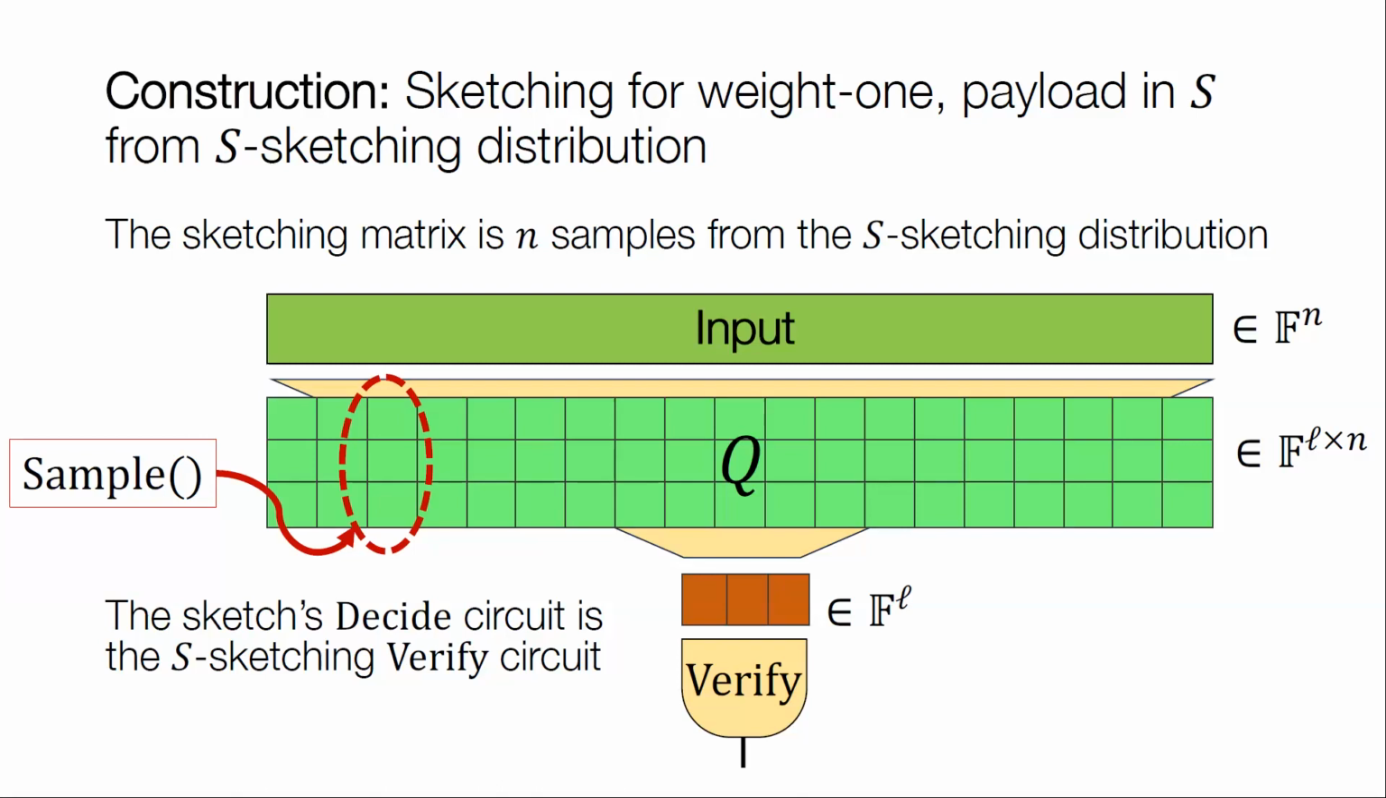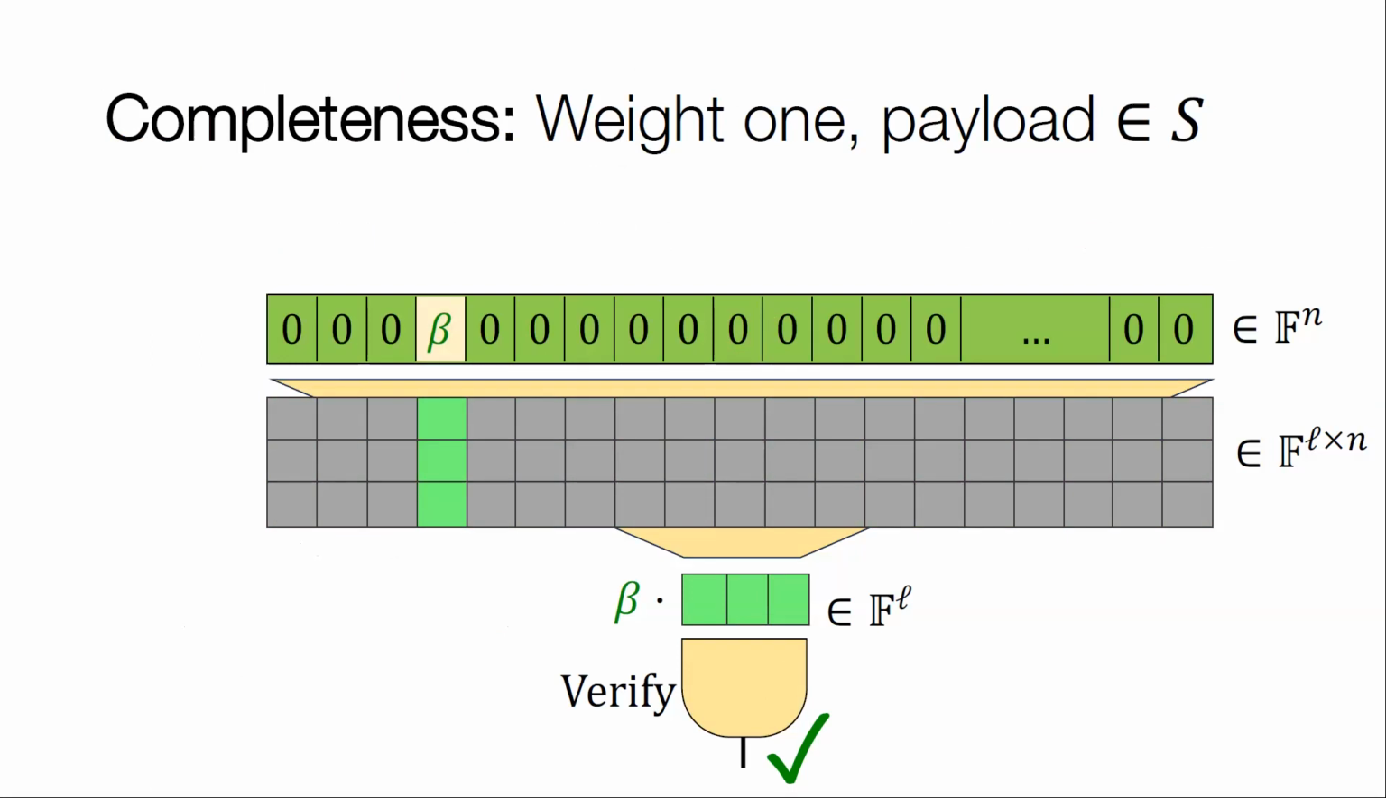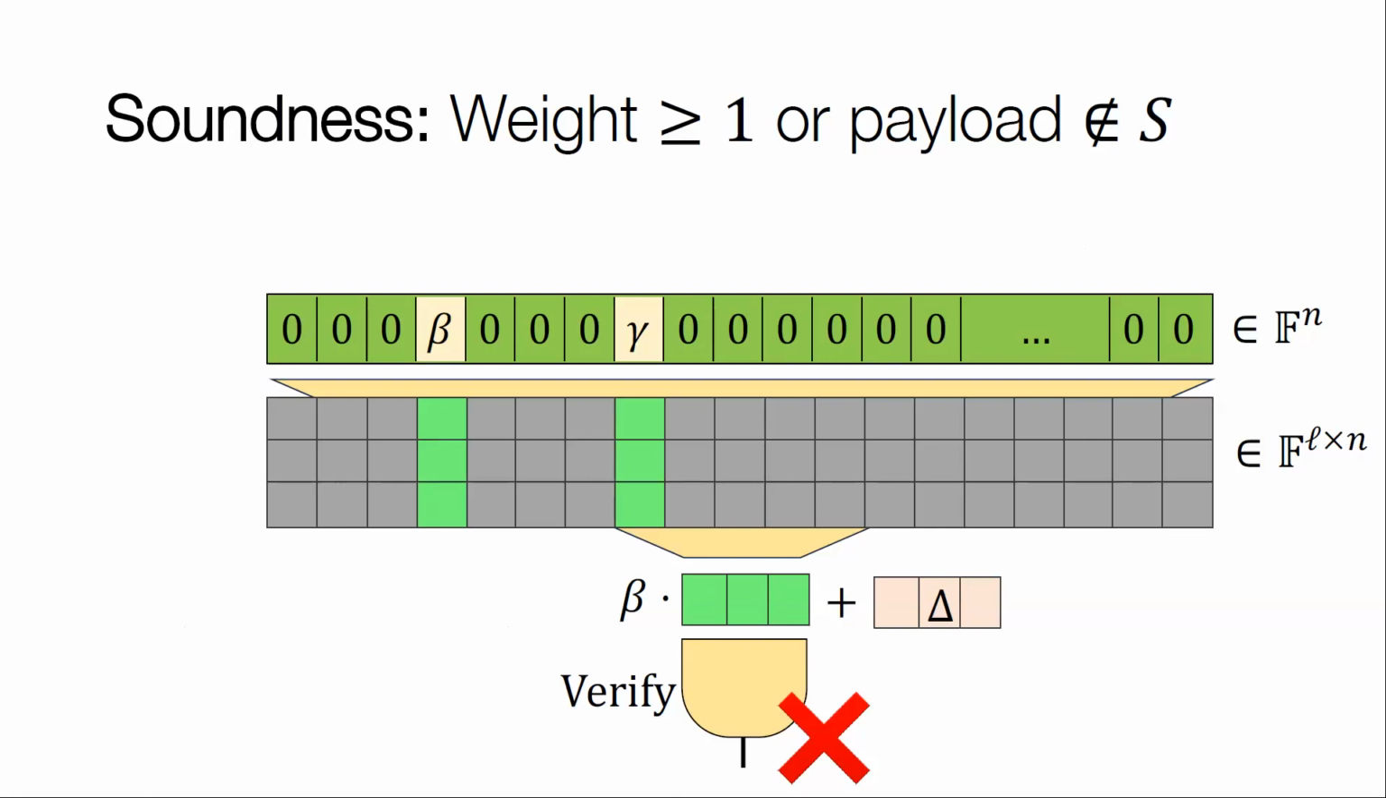To try to argue why this makes sense, in terms of completeness, if the input vector actually is all zeros with permitted value beta as the payload, the sketch is going to consist of a sample from this S-sketching distribution scaled by beta, and the verification algorithm will accept. But if there is more than one non-zero entry in the input, or one of these has weight one but not a permitted payload, then you're going to get some garbage down here. So not a sample scaled by beta, but scaled by beta with some offset, and the verification algorithm will reject.